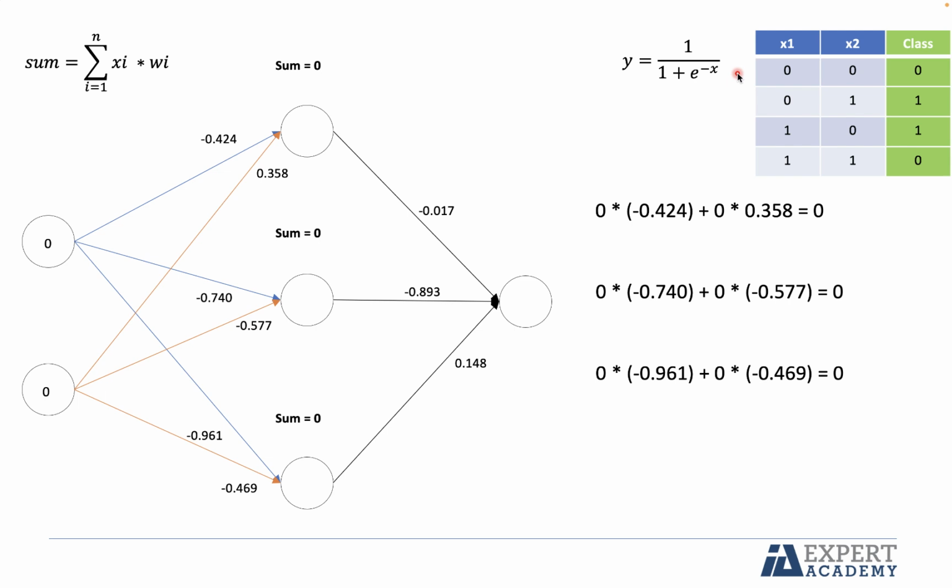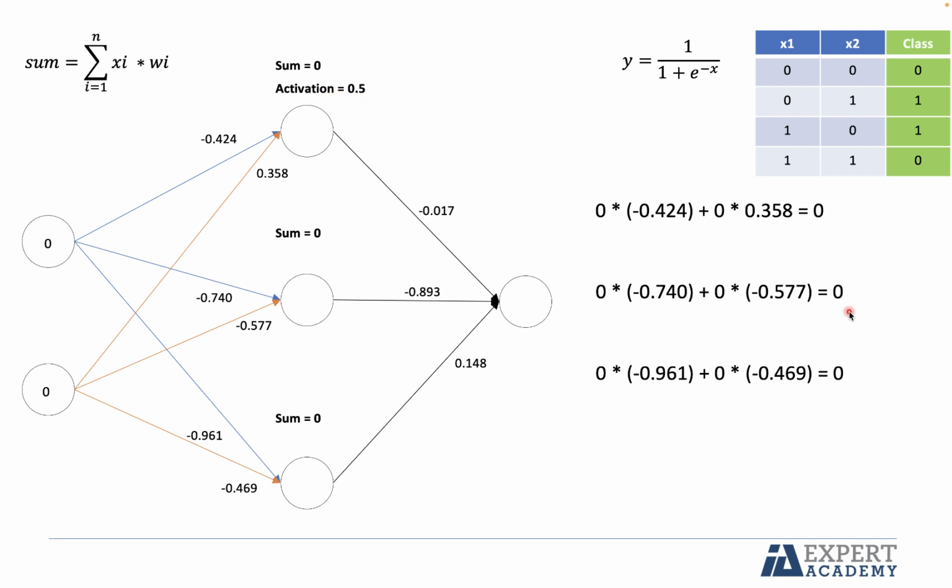It is not the step function. Now we are going to use the sigmoid activation function. I'm not going to show these calculations step by step. I will just put the result here. When we send 0 to the x parameter and apply this equation, the activation value will be 0.5.